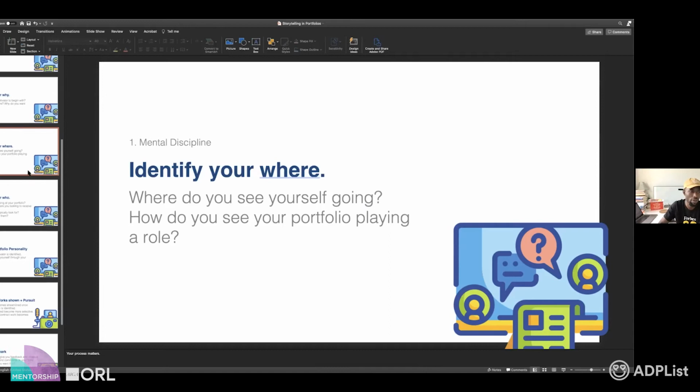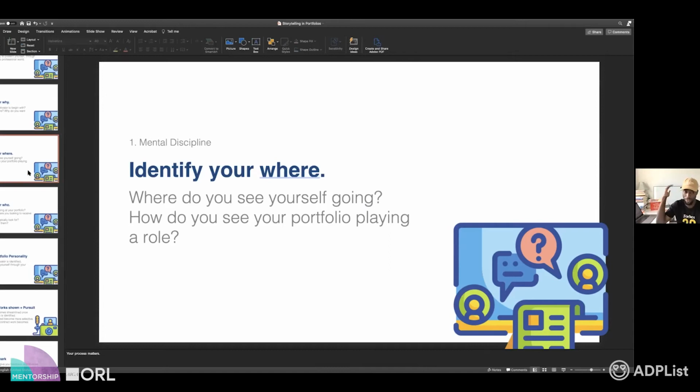Now, we're going to go back here to identifying the destination. So where do you want to go in your career? Where are you going? Are you looking to just have a full-time job and work at a large company? Or you're looking to start your own agency? Or you're looking to just be an individual contributor on a small team? Or you want to lead a team? I mean, there are so many variants, right?